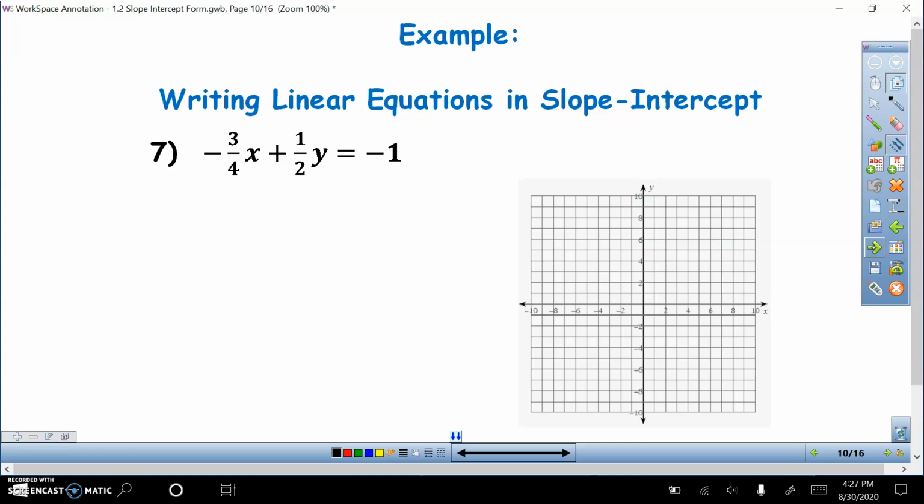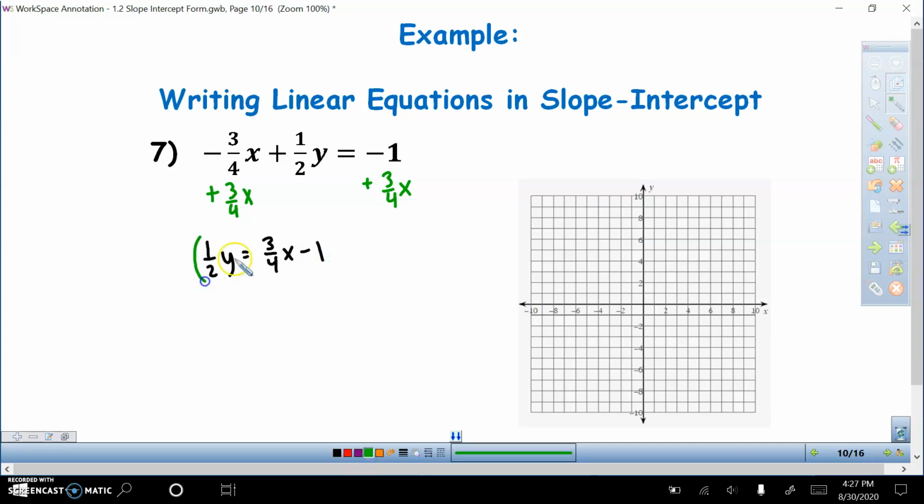All right, last example. So you'll notice there's a lot of fractions. Fractions are fun, fabulous, and fantastic, so don't get too overwhelmed. We're going to approach it in the same way. We're going to move our x term over first, so I'm going to add 3/4 x to both sides. So I end up with 1/2 y equals 3/4 x minus 1. You want to multiply by the reciprocal, so I'm going to multiply both sides by 2 over 1, but that's really just the same thing as 2.